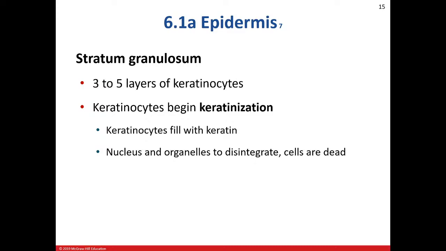Then you have the stratum granulosum, all right, where you can have a number of layers of keratinocytes here. The keratinocytes are producing keratin. This is where they're producing keratin. Then we're going to see the nucleus and the organelles disintegrate, and the cells die. So we fill them up with keratin here, and then the nucleus will break down, and the cell will die.